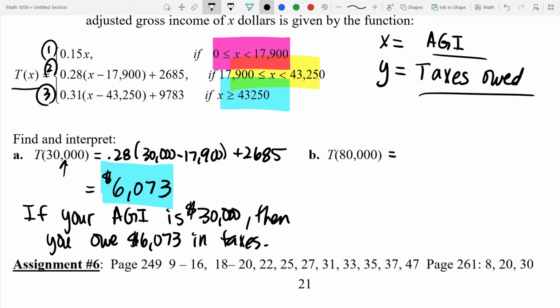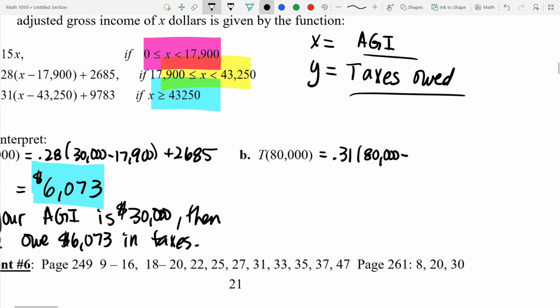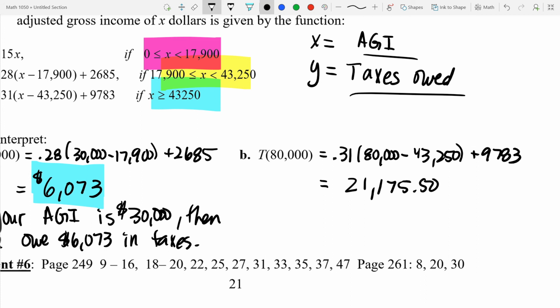Okay, let's do the next one. $80,000. You tell me 1, 2, or 3. 3. So everybody go 0.31 parenthesis 80,000 minus 43,250, close it, plus 9783. All I did is plug that into equation 3. Grab your calculator and put it in exactly how you see it. Make sure to open your parentheses and close your parentheses. And you get $21,175.50. Is that what you got?